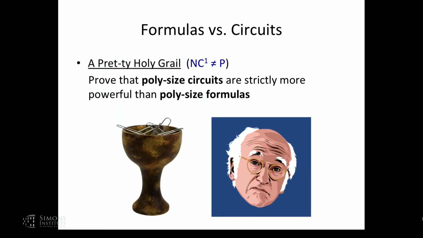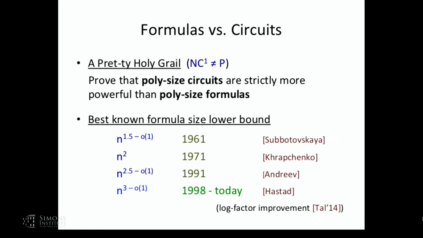Well, there can only be one holy grail, but you can call this maybe a pretty holy grail. You can hold paper clips. Prove that polynomial-sized circuits are strictly more powerful than polynomial-sized formulas.